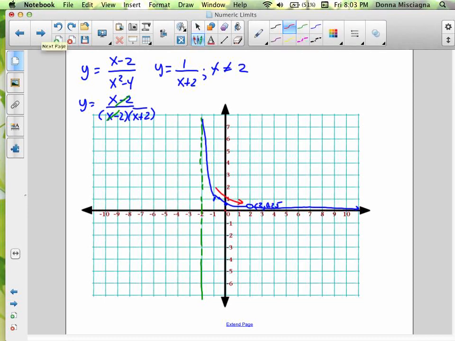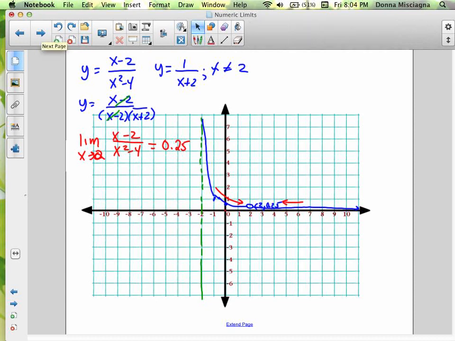So notice that from the left-hand side and the right-hand side, our function is approaching the same value. And so even though the function doesn't exist at 2, the limit exists at 2. So the limit of x minus 2 divided by x squared minus 4 as x approaches 2 exists, right? And that value is 0.25 because we're approaching the same value from the left-hand side and from the right-hand side. And that supports what we just saw in the tables.